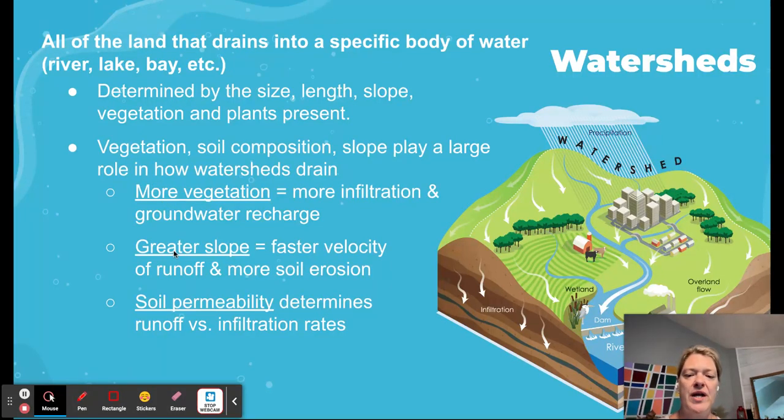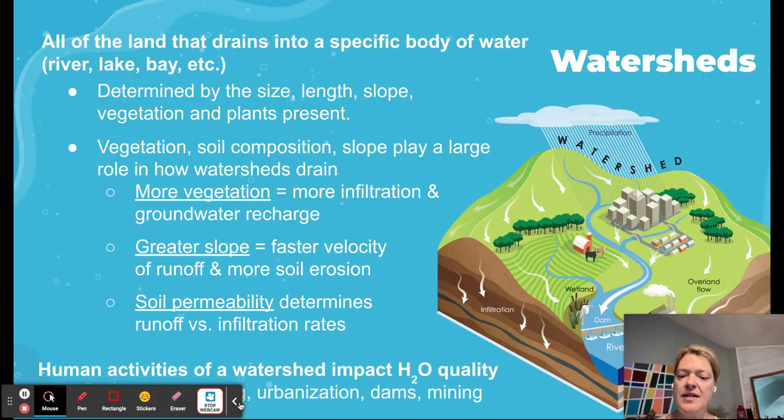And then if there's a greater slope, there's a lot more velocity. The water's moving at a much faster speed, and that can lead to more soil erosion, which isn't a good thing either. And then also the soil permeability, which we've talked about in this unit in 4.3, determines the infiltration rate, and that also determines how much runoff there's going to be.